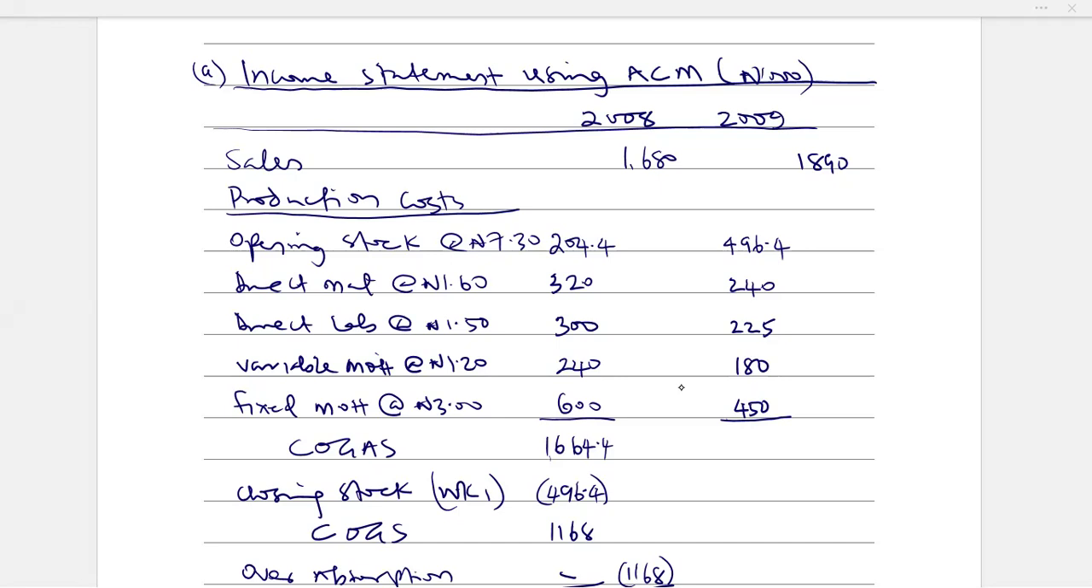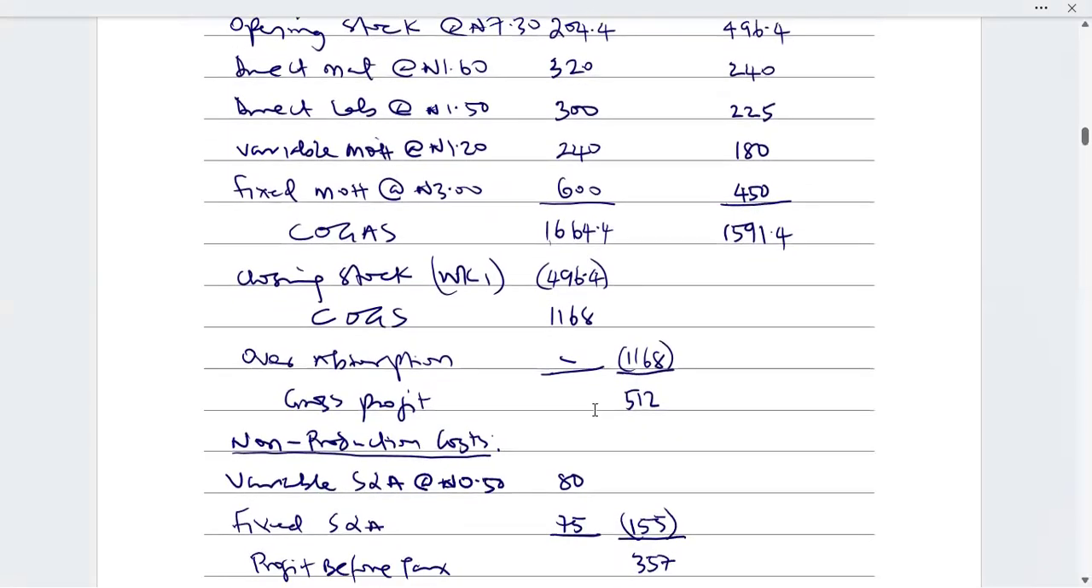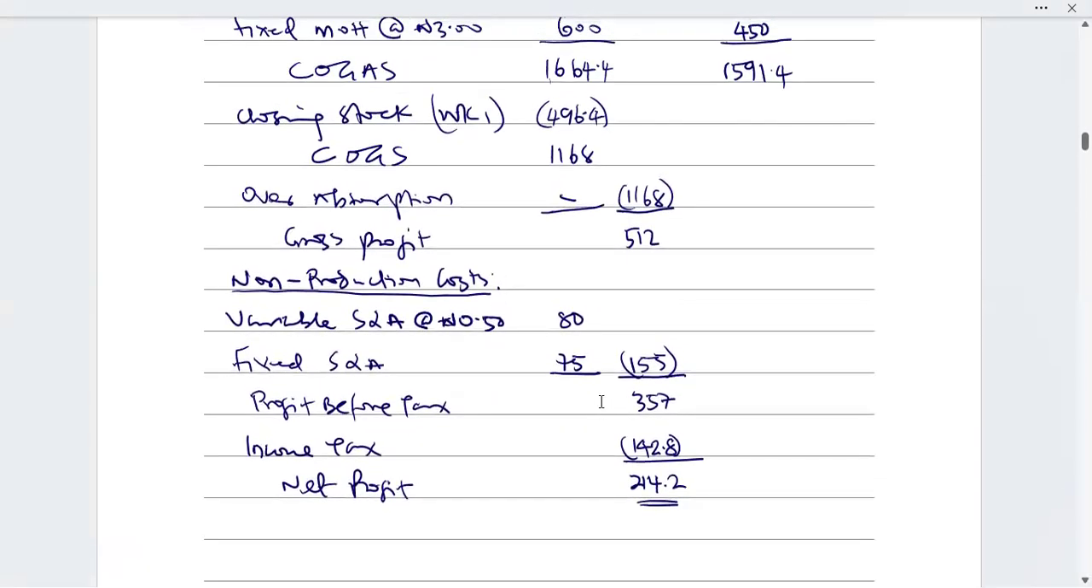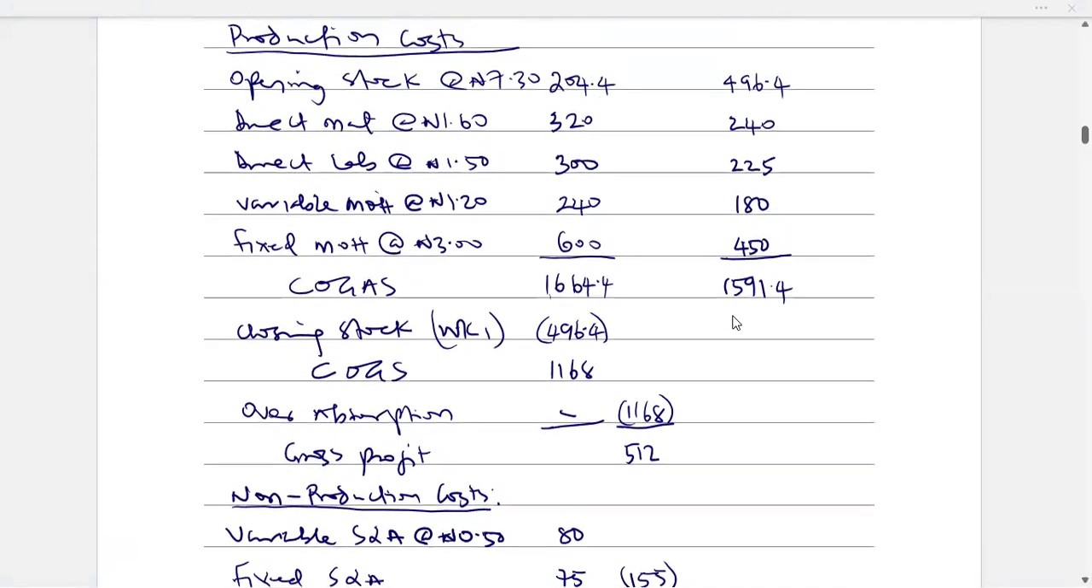1591.4. Then closing stock. So let's go and determine our closing stock in 2009. Someone says 1592.4, asking me to confirm. I got 1591, let me do it again. 450 plus 180 plus 225 plus 240 plus 496.4. I got 1591.4, so you can check the calculator again.